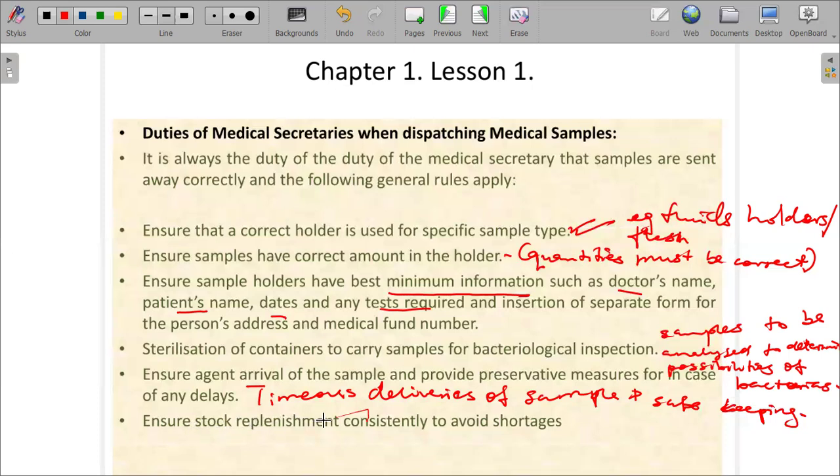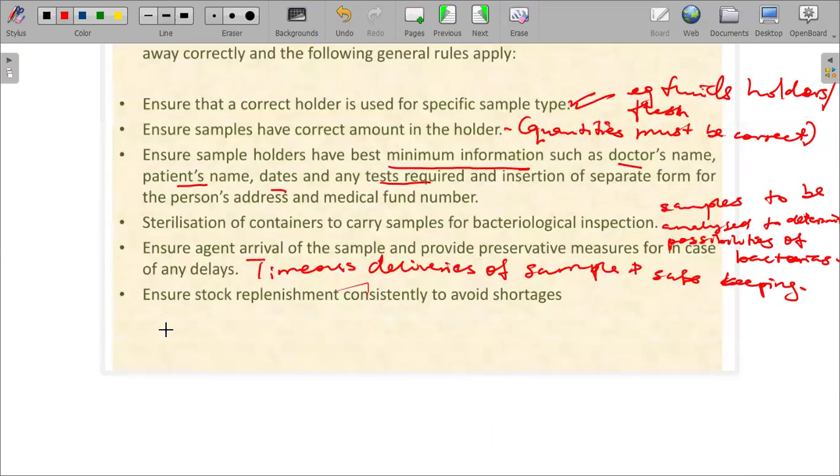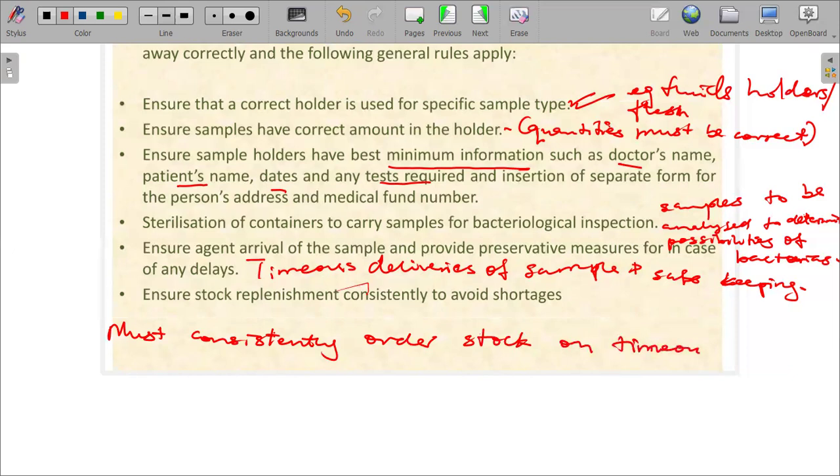And then ensure stock replenishment consistently to avoid shortages. This has to do with the ordering. The medical secretary must consistently order stock on a timely basis. So the medical secretary must order stock to avoid shortages or running out of stock.